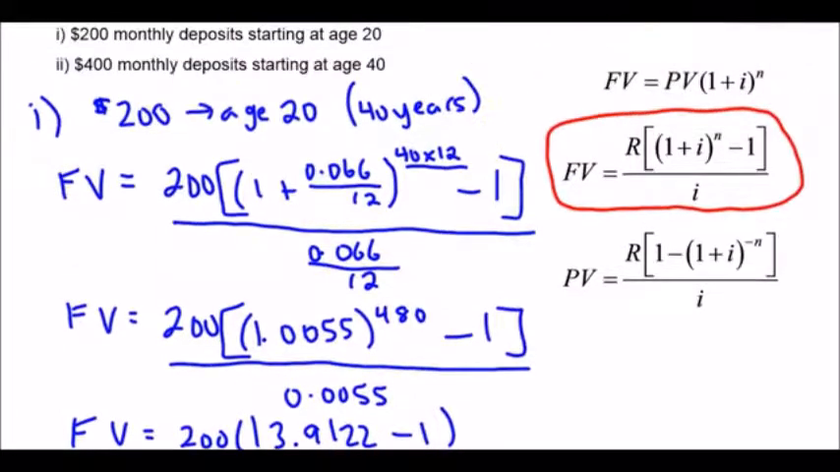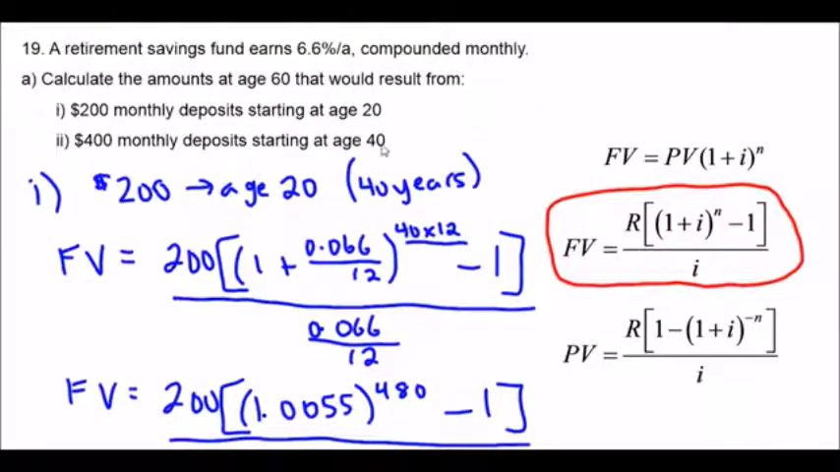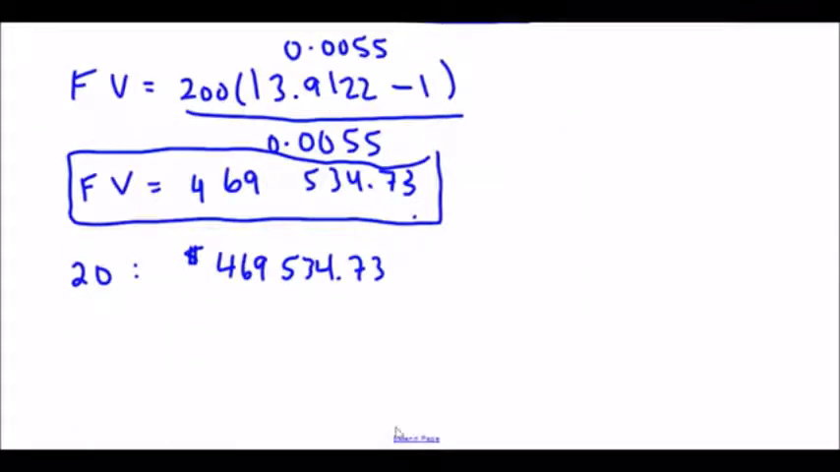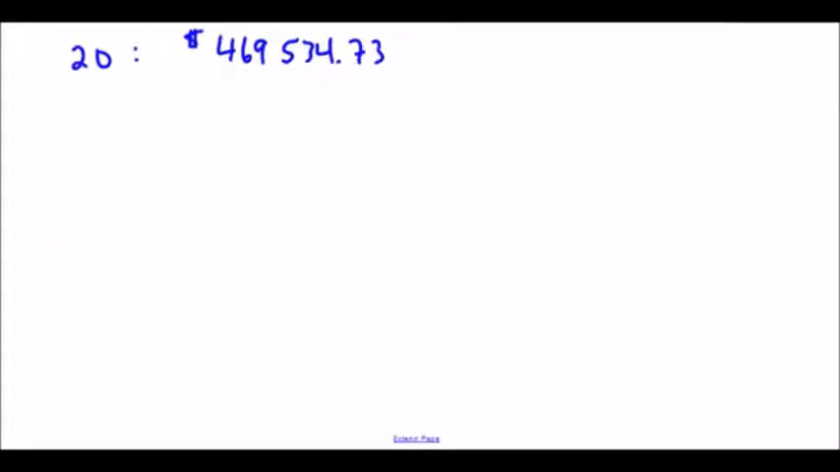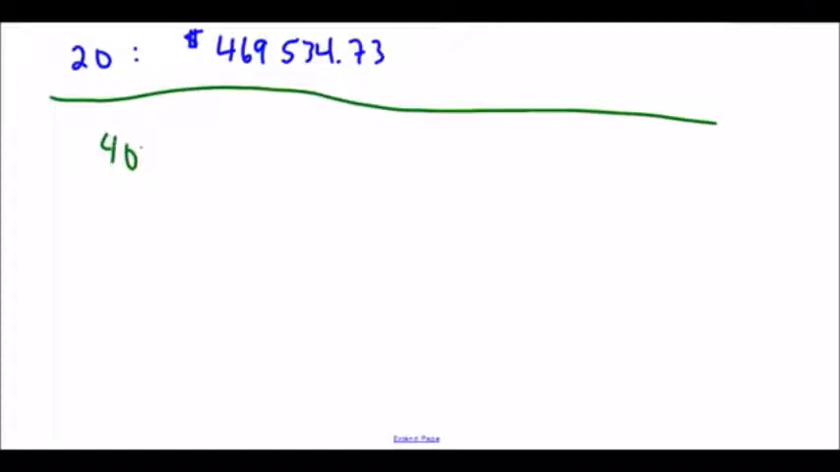Let's do the same thing now for the 40-year-old who deposits $400 a month, and this time it's only 20 years' worth of deposits. This might be a good time to pause the video and try to do it on your own without me. So we have $400, and that's going to be deposited for 20 years because from age 40 to age 60 is only 20 years. So how much would be in the account?